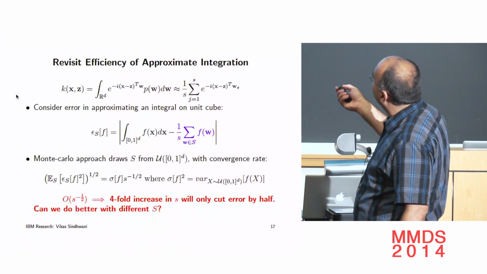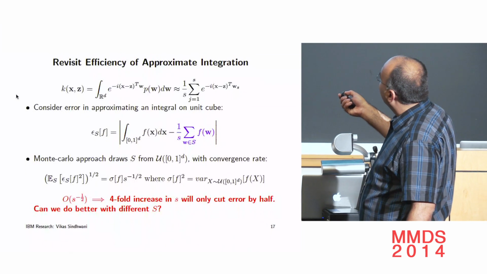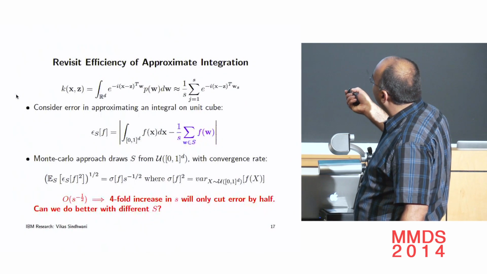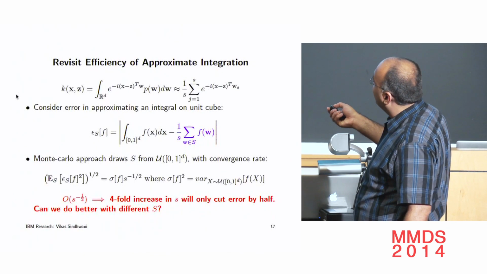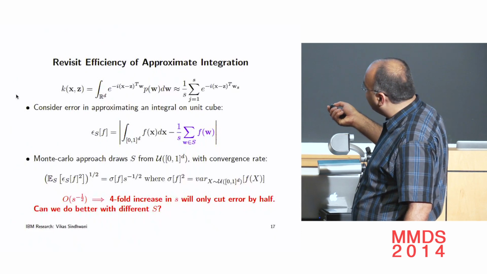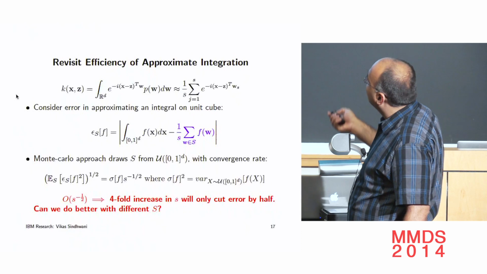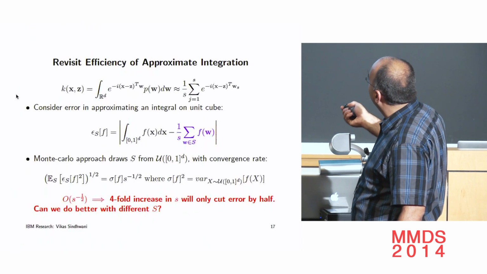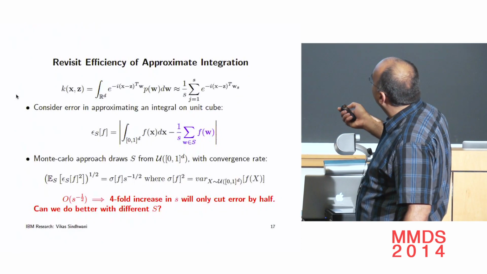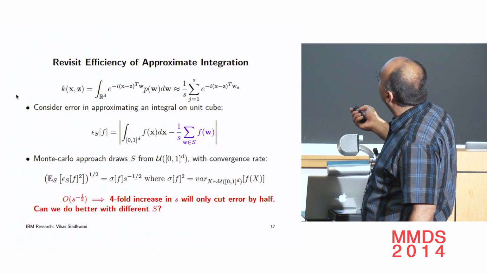So if you have an integral on the unit cube, you approximate it by a sum here, an average here. The Monte Carlo approach has a 1 over square root s convergence rate, and that is slow. So we want to see if we can improve it by selecting a different set of points on which this random feature map is constructed.